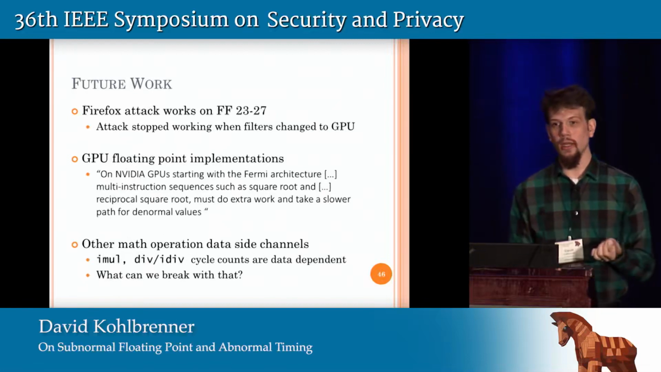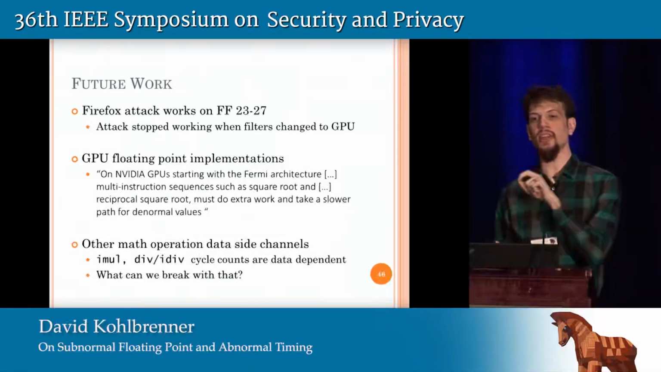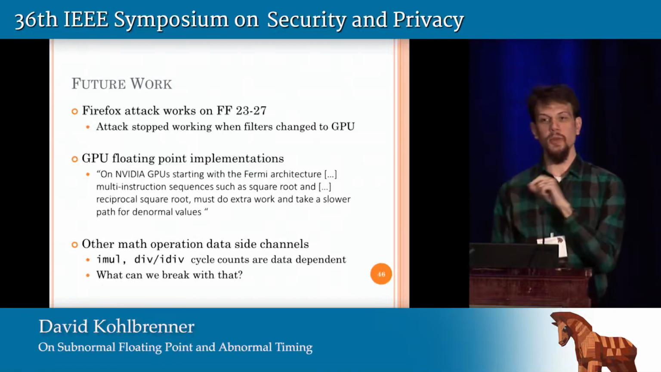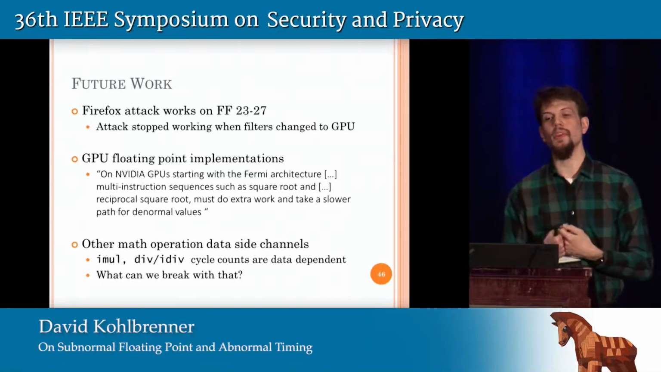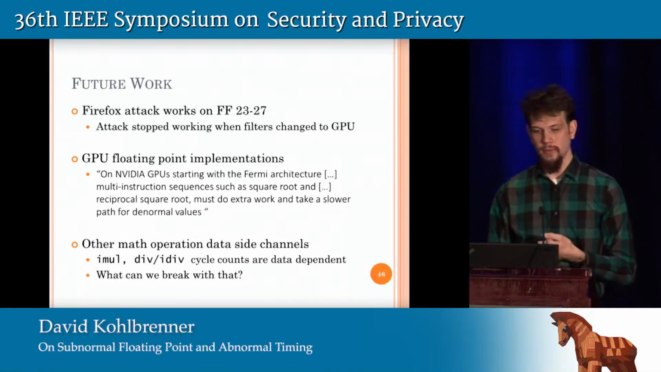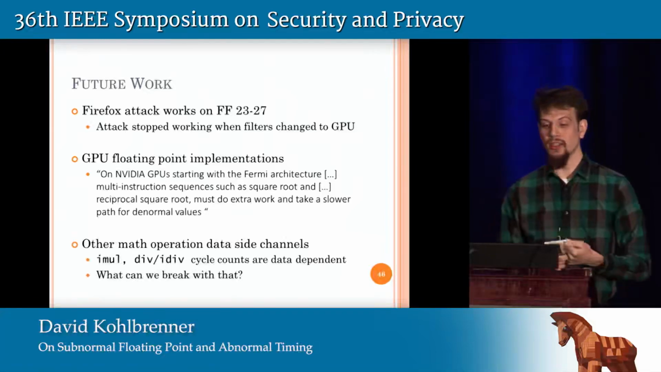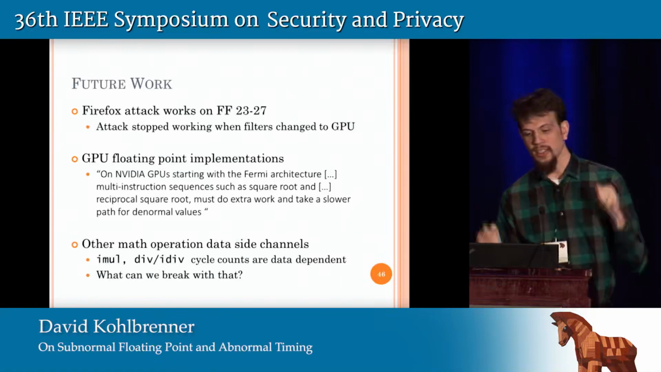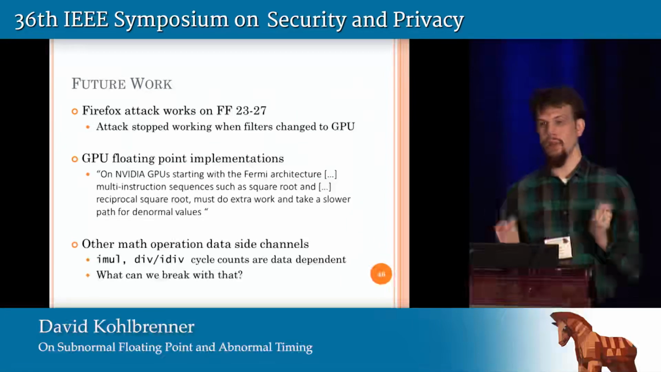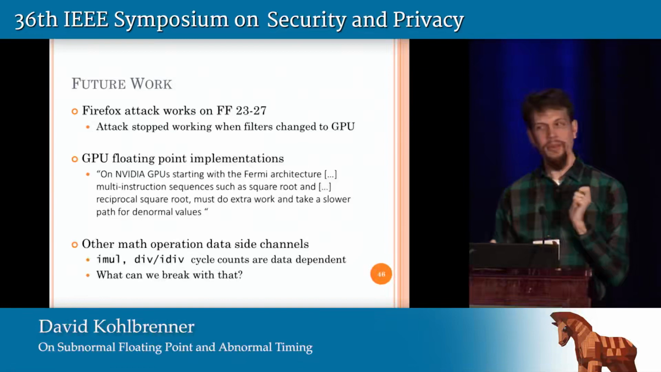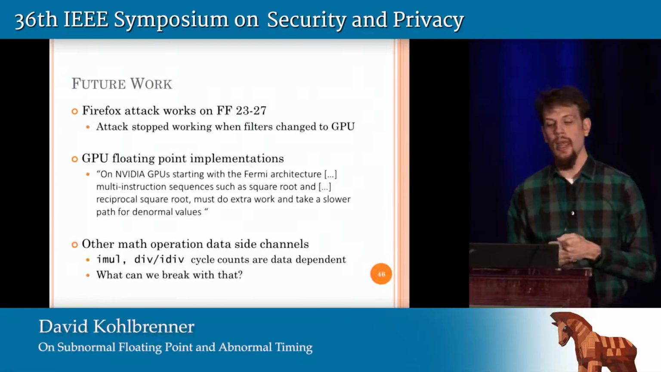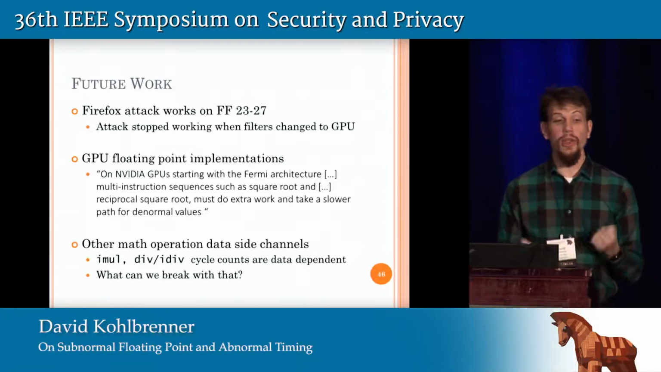The attack stopped working on version 27, not because of an intentional patch to fix it, but because they switched to the GPU. And at that time, GPUs did not support subnormal floating point. However, NVIDIA engineers have stated that they do now support subnormal floating point, and great for us, there's a slowdown on computing subnormal floating point, but only in some cases, and we have not been able to adapt the attack to that. Additionally, we only looked at floating point.